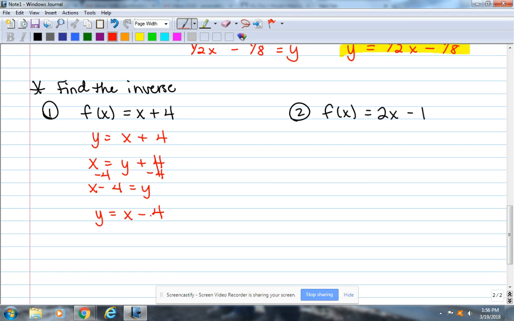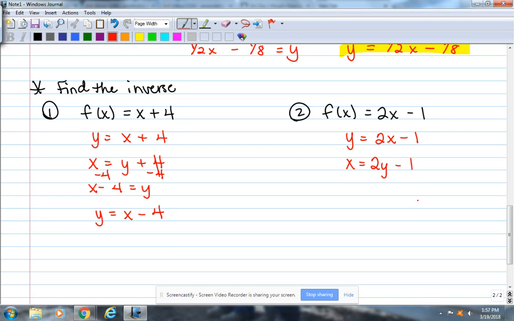All right, so on number 2, the first thing I'm going to do is change that to say y equals 2x minus 1. And then what did you have to do? What did you do now? What's step 1? You swapped your x and y. So x equals 2y minus 1.